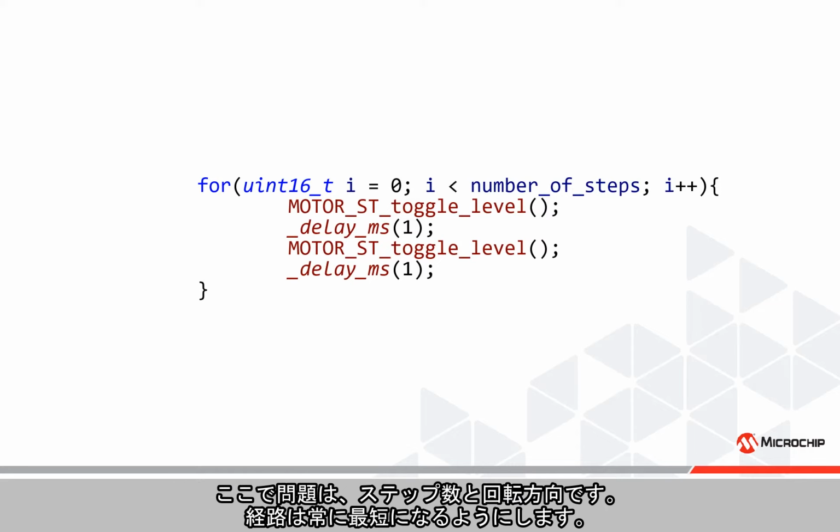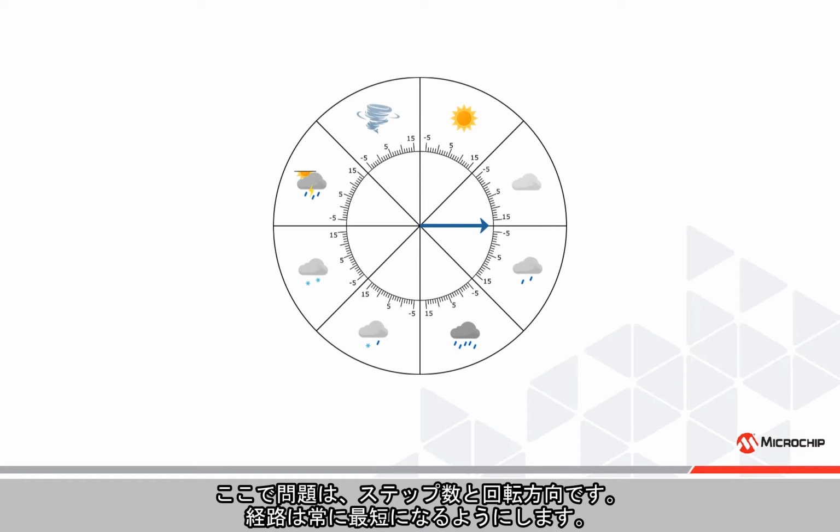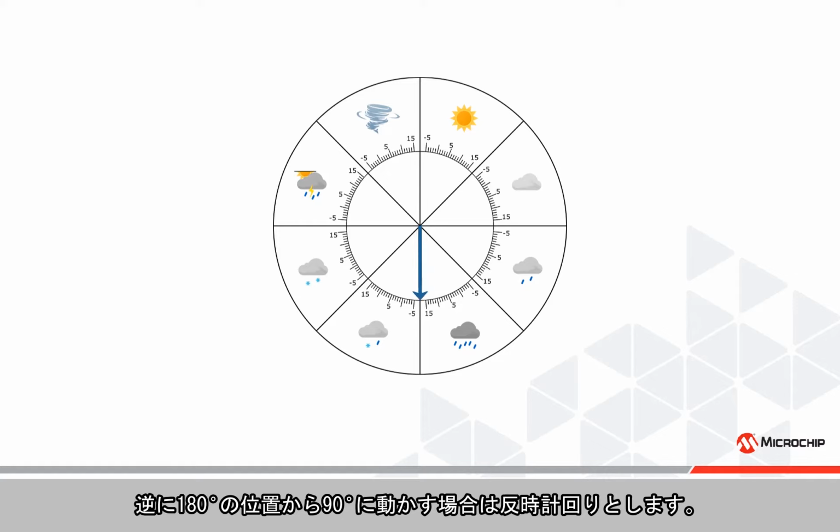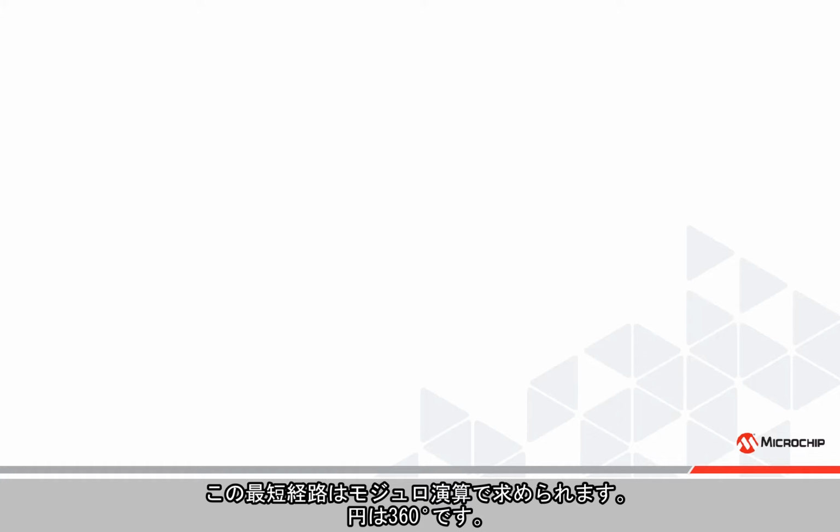The question now is how many steps do we need to take, and are we rotating clockwise or counterclockwise? We always want to rotate the shortest distance. For instance, if we are at 90 degrees and are moving to 180 degrees, it should move clockwise. Likewise, if we are at 180 degrees and want to move to 90 degrees, it should rotate counterclockwise. This is our shortest path problem, which we can solve with modular arithmetic.